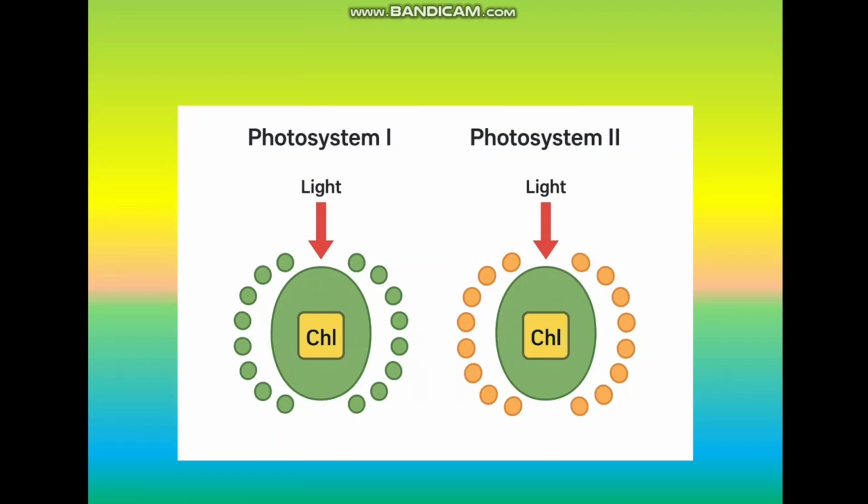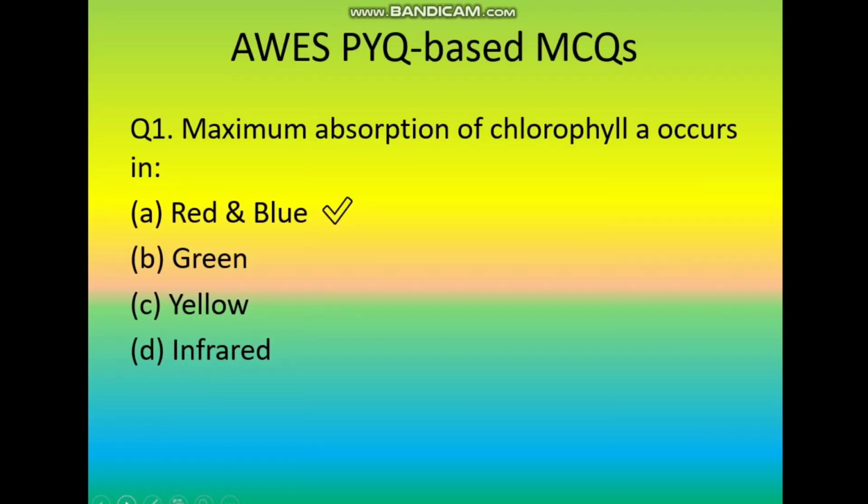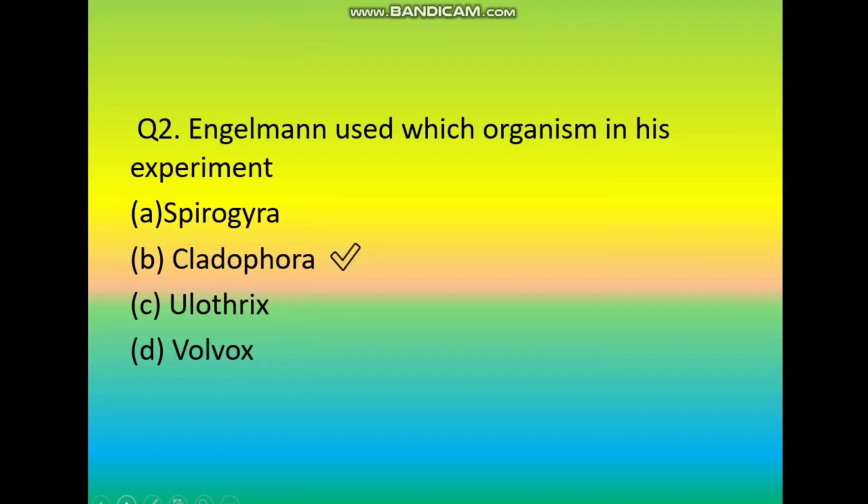Now I also have some PYQs along with the answers. You can just have a quick recall and revise the thing. The first question: where does maximum absorption of chlorophyll A happen? We know that it happens in red and blue, in the range of 480 to 600 nanometer, and around 660 nanometer. Which organism did Engelmann use? Cladophora, for his experiment to prove that photosynthesis is highest in blue and red light.